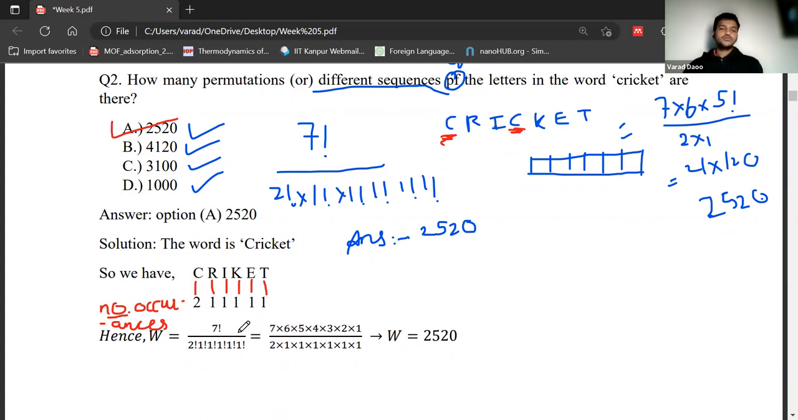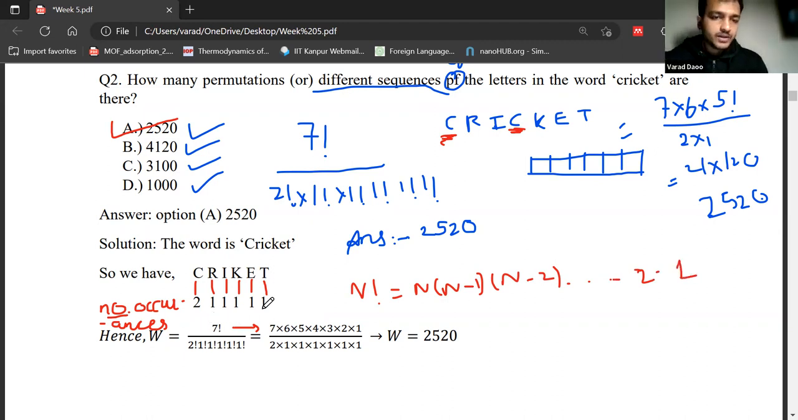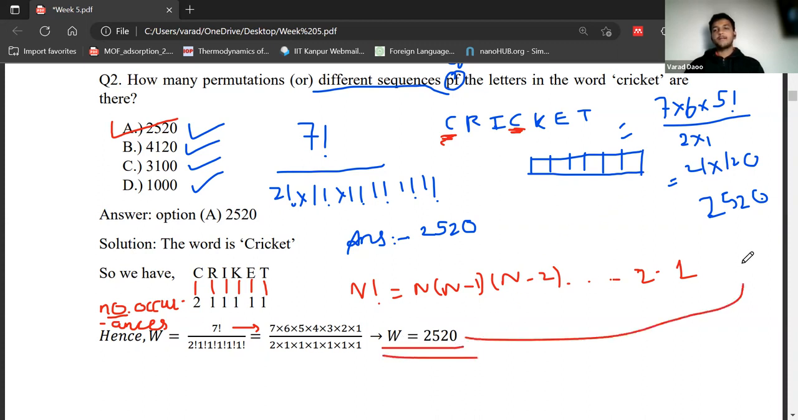This is the standard notation of factorial, right? n factorial is nothing but n into n minus 1 into n minus 2, like this, till multiplied by 2 multiplied by 1, right? So we just expand 7 factorial. It will be 7 into 6 into 5 into 4 into 3 into 2 into 1, right? And then 2 factorial is 2 into 1, and the rest 1 factorial will be nothing but 1. So when you simplify this, you get W equals 2520, like I said here.